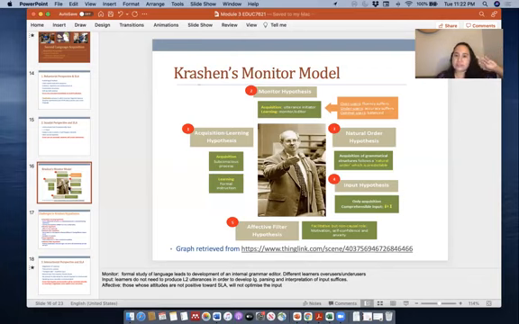So under this monitor hypothesis, Krashen wants to get people to this optimal level, an optimal language user that is balanced in practicing language while also self-correcting the new language forms.